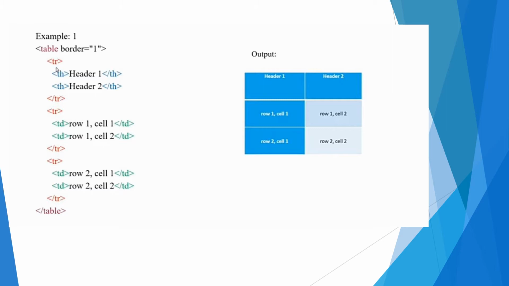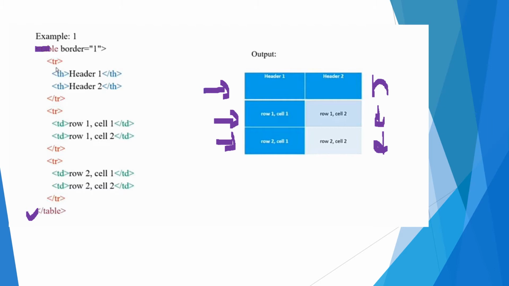Example: here I am using the table tag to create a table, with a starting tag and an ending tag. Now these are rows, right? First row, second row, and third row. This is the header. These are normal columns, normal data cells. This is also data cells.